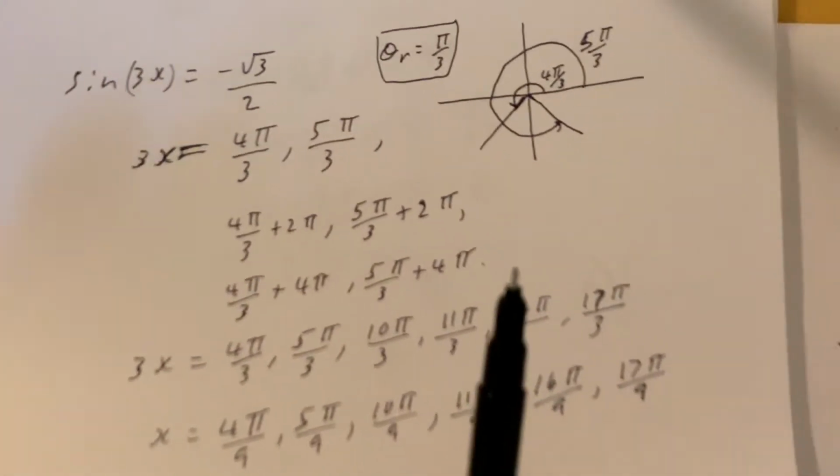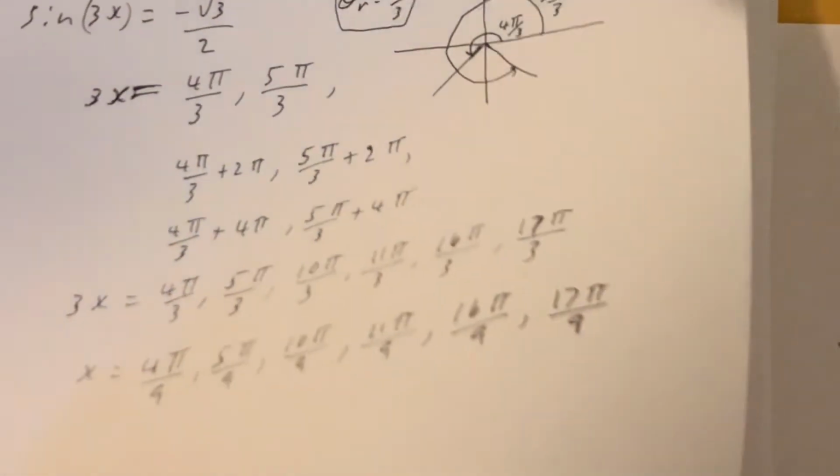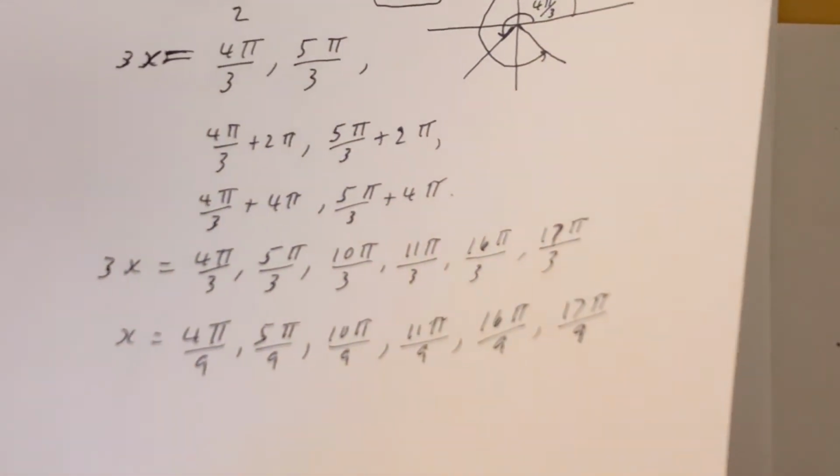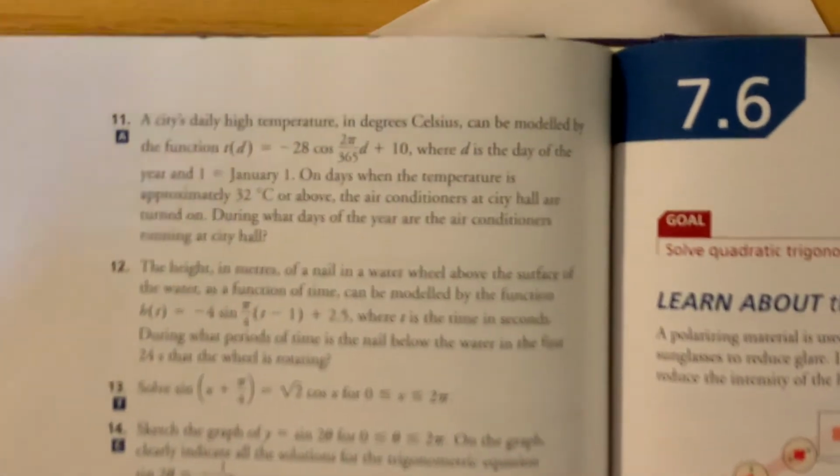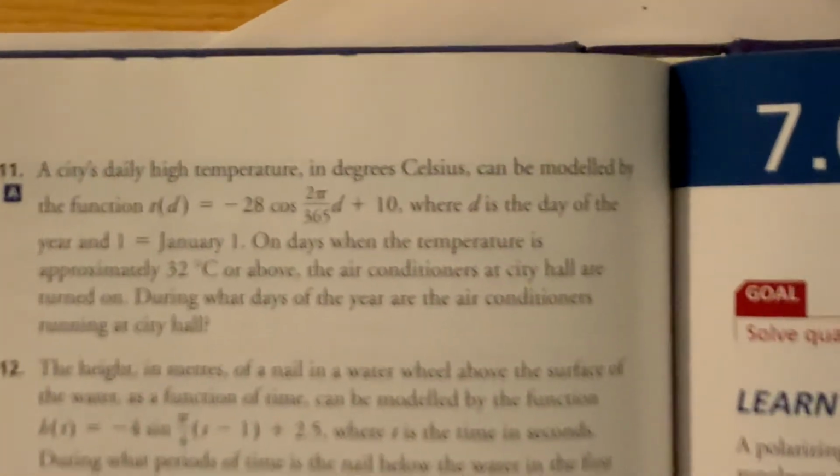Now here's some examples from the textbook. So we're going to look at these here. First, on page 428, number 11. So page 428, number 11. I'm going to bring the book over here. And number 11, we can see here, zoom it in just a little bit.